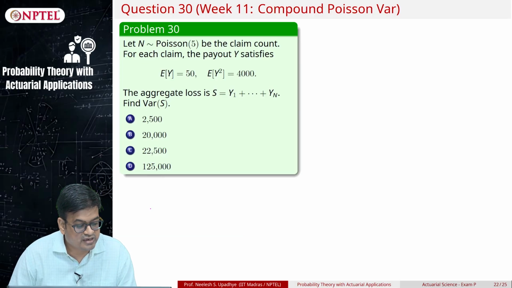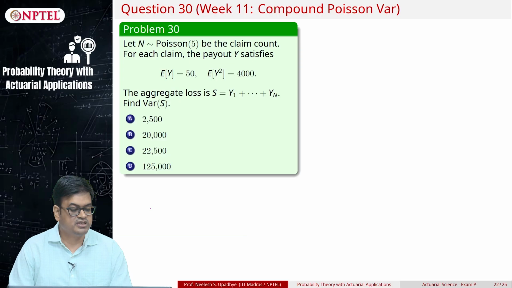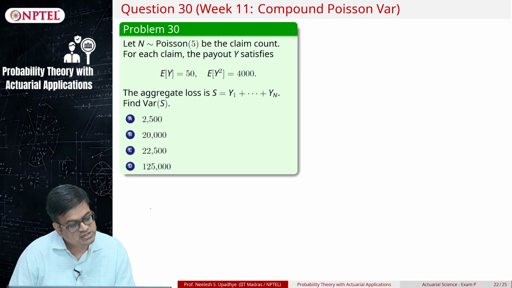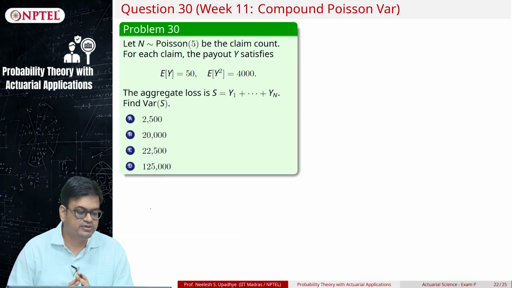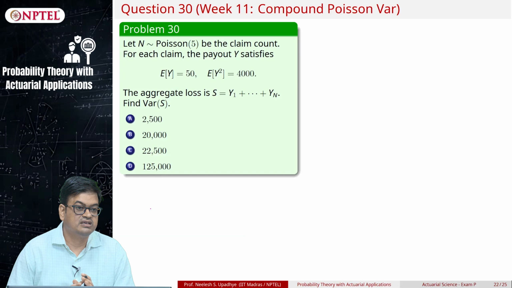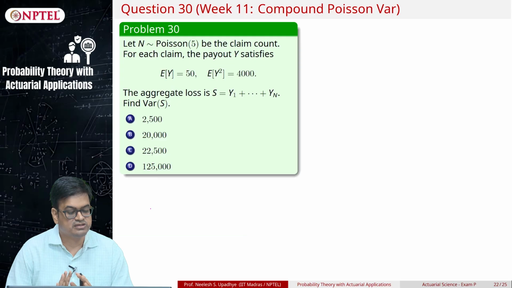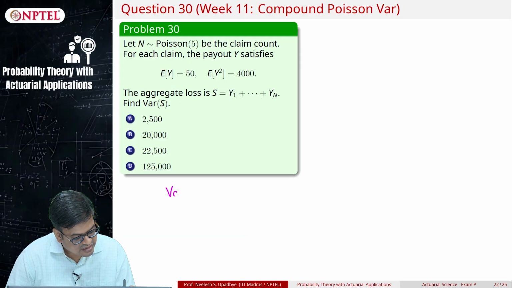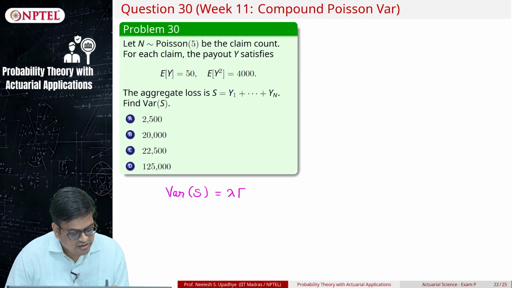The aggregate loss S is the random sum of these Yi's, where the summing variable is Poisson. Now, you are asked to find the variance of S. I basically do not know the distribution of Y, I just know the two moments of Y, and the summing variable is Poisson. So naturally a compound Poisson shortcut is the key to figure out the variance of S, and in that case I know the variance of S will effectively be lambda times expected value of Y squared.